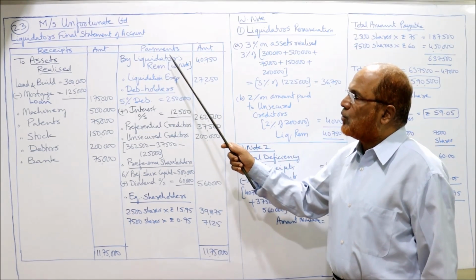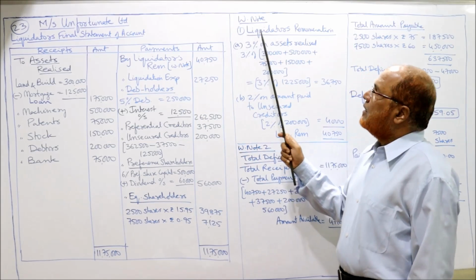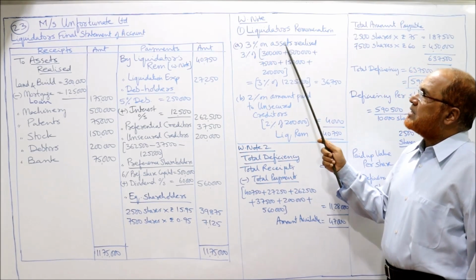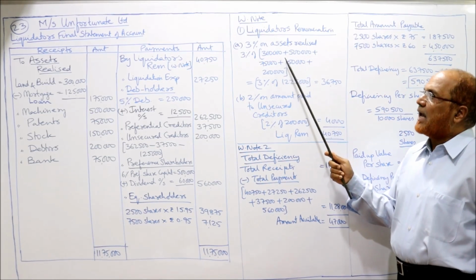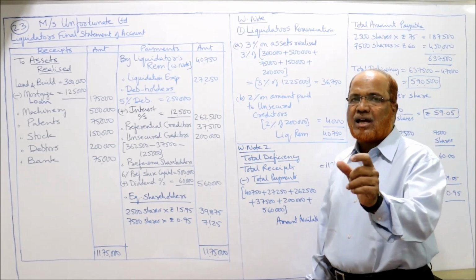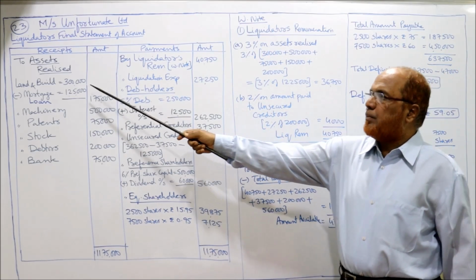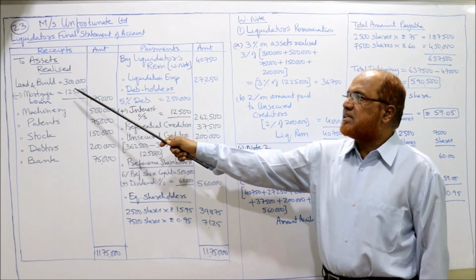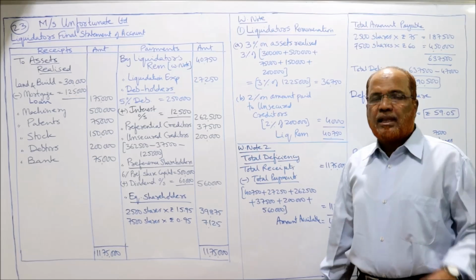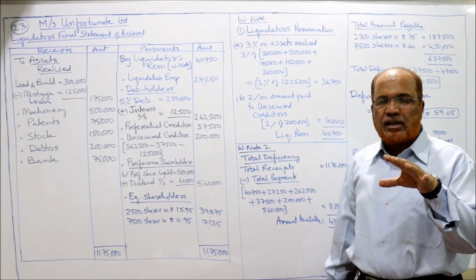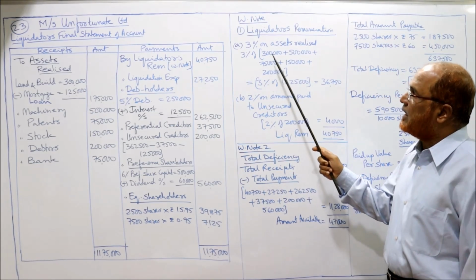Now we will find out liquidator's remuneration. Liquidator's remuneration, 3% on assets realized. While calculating these assets realized, cash or bank should not be considered. Apart from that, 3 lakh rupees the liquidator realized by selling the land and building. The land and building was sold by the liquidator himself. That's why we should take 3 lakh.